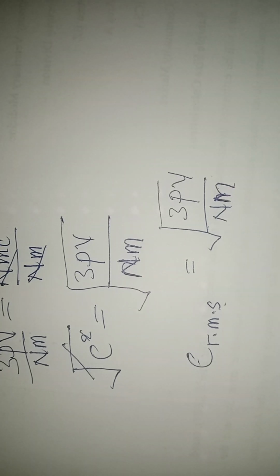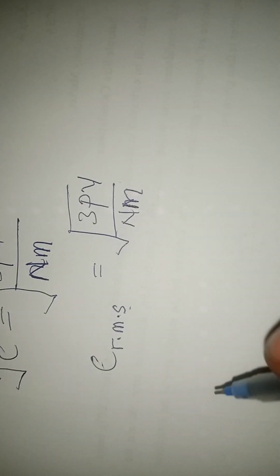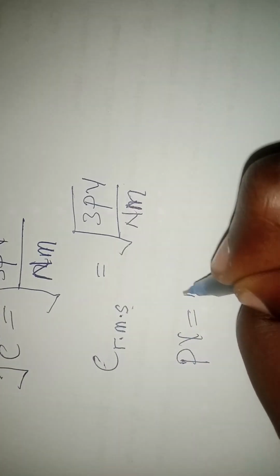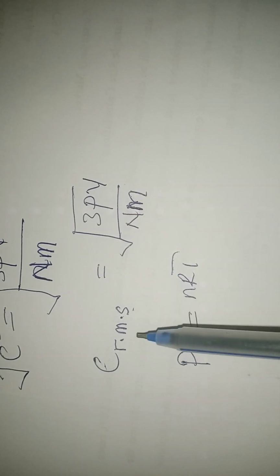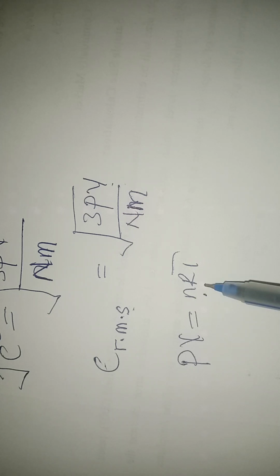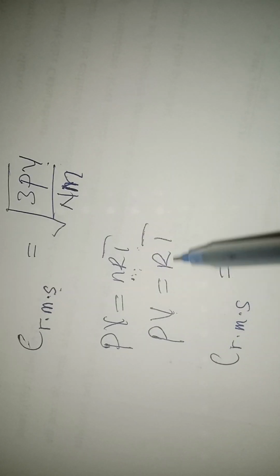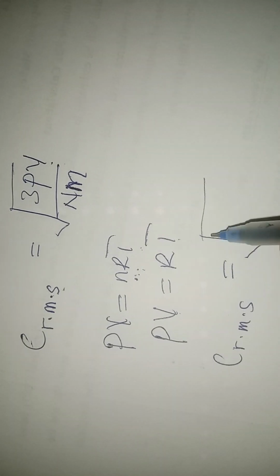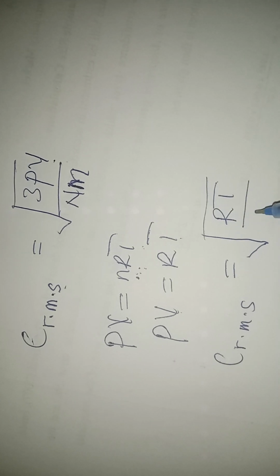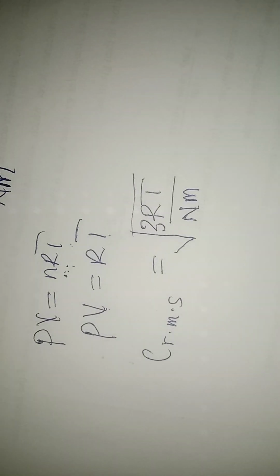So this is the formula for calculating root mean square speed. But remember, ideal gas equation is PV is equal to nRT. But look at this here. We know that n is equal to mass all over molar mass. So if our number of moles is 1, then we can now say PV is equal to RT. So now we can see root mean square speed is equal to, we can replace PV with RT. So therefore you can now say square root of RT all over M. Okay, sorry, we have 3 here, so 3RT all over Nm. So this is the formula for calculating root mean square speed.